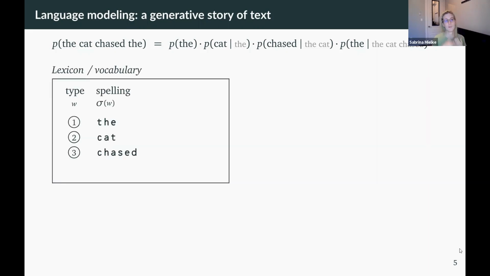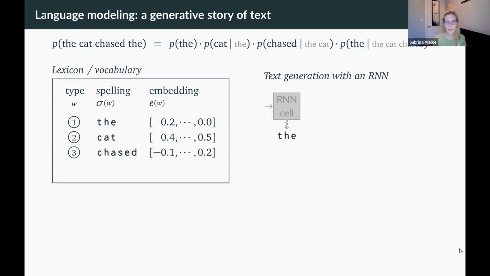So we have a lexicon, a vocabulary really, where we have a bunch of words in there. They have a spelling, and they are assigned an embedding, so just a real valued vector. And together with that, we can now do generation. Say you do it with a recurrent neural network, like an LSTM.